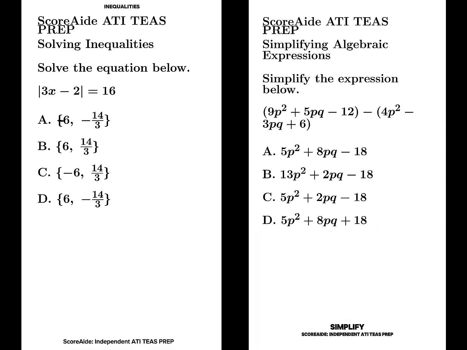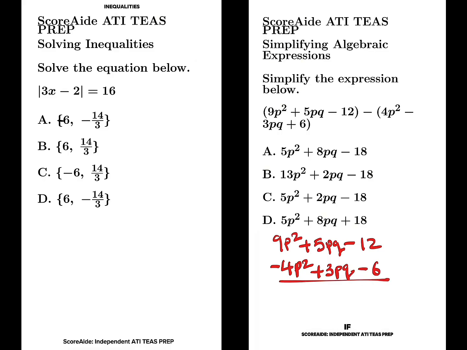Now simplify the expression below. So we have 9p squared plus 5pq minus 12. Now, since there's a negative outside that bracket, the signs of each of those terms in there will change. So this is what you need to understand. This is going to be negative. We're going to have positive 3pq, and we are going to have negative 6.